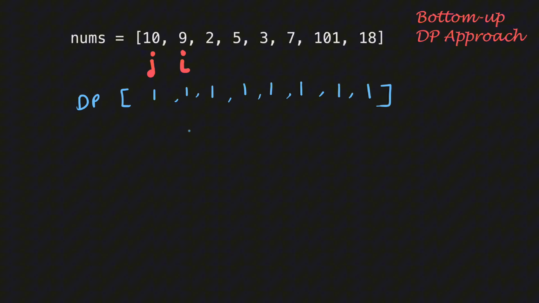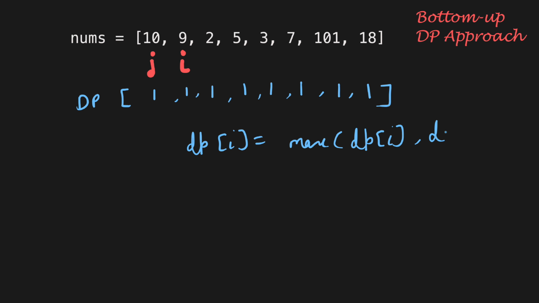And to ensure we keep track of the maximum length of LIS ending at index i, we can use the recurrence relation where dp of i is equal to the maximum of existing dp of i and dp of j plus 1. This calculation guarantees that dp of i contains the maximum length of any increasing subsequence ending at nums i. And finally, our answer will be the largest value in the dp table, which represents the length of the longest increasing subsequence across the entire array.